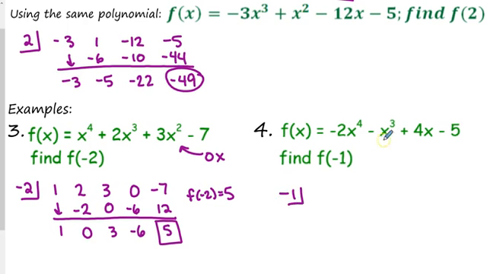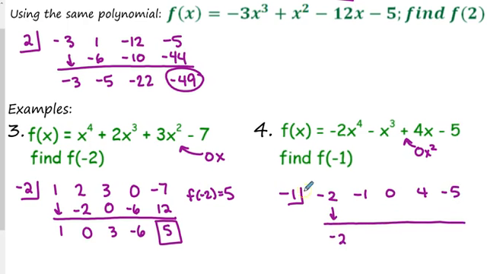Okay, the terms are in descending powers of x. We are missing 1. We're missing x to the second power, so put a 0 in there for it. Negative 1 in the box. Coefficients, negative 2, negative 1, 0, 4, negative 5. Bring down the first number. Multiply it by the number in the box. We get 2. Write it down and add.